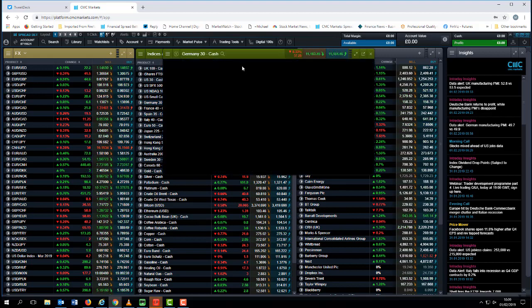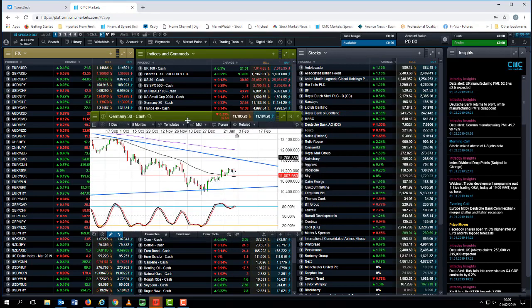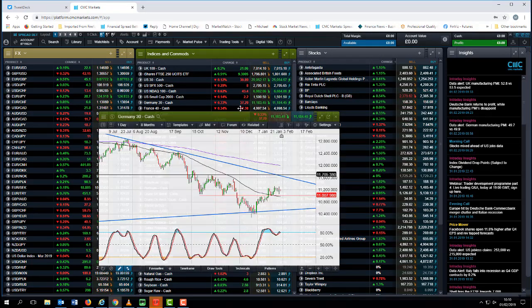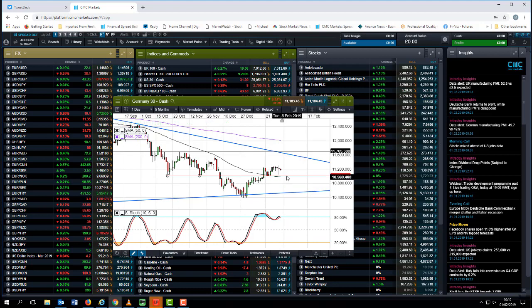In terms of support areas, a key area remains the 11,000 level on the DAX, and I will be paying particular attention to that over the course of the next few days, as I have been all of this week, in the event that we see a little bit of a breakdown. But for now, the upside still remains the predominant area, I think, for the German DAX while we're above the 11,000 level.